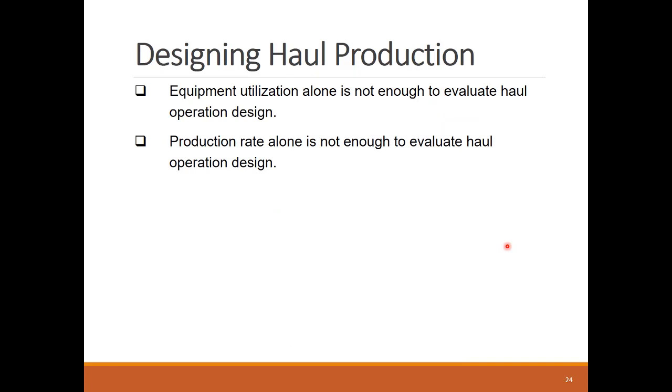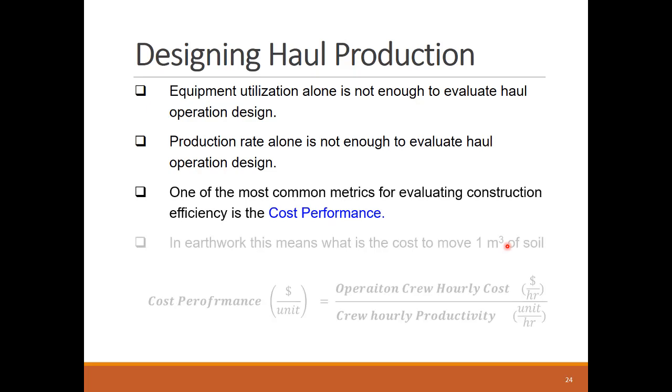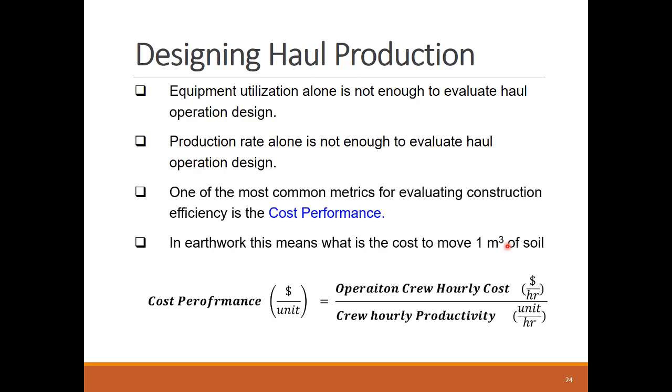So far we focused on productivity and the equipment utilization as the main metrics in comparing the different whole crew designs. I mean here by the whole crew design the composition of the loading equipment and the hauling equipment. However, the true metric should be the cost as it determines the competitiveness of the contractor, especially in hard bid projects. Cost performance here is basically the unit cost, which is calculated by dividing the operation crew hourly cost over the crew hourly productivity.